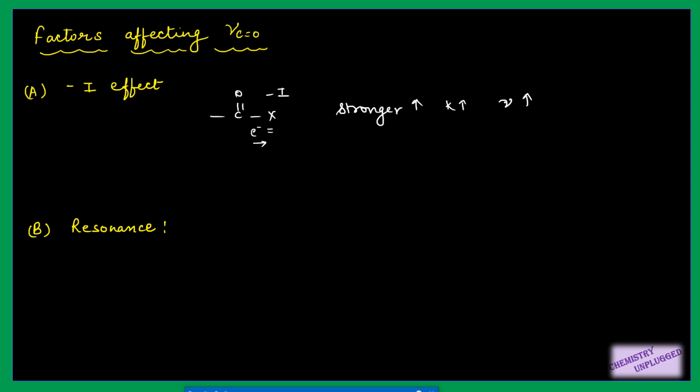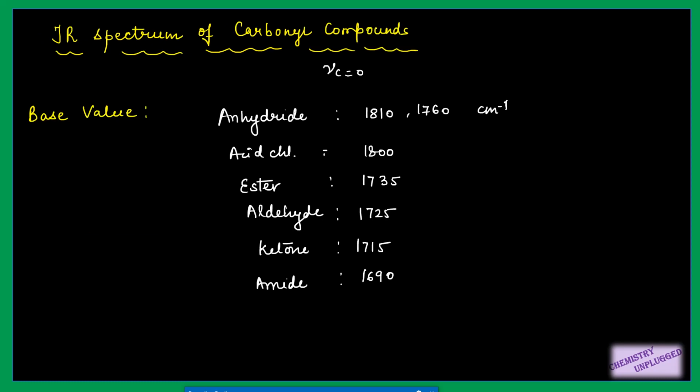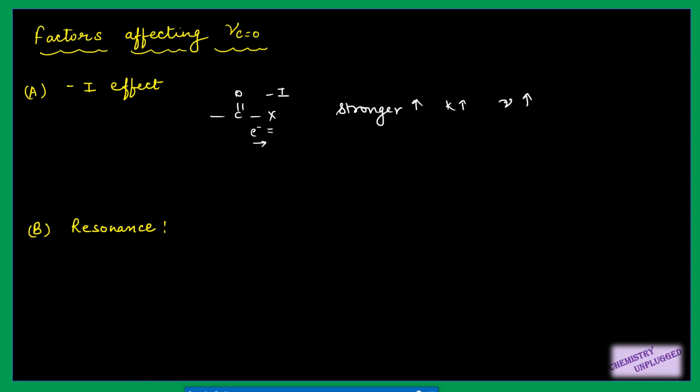So whenever we have a minus I effect causing group attached next to our carbonyl, the vibrational frequency will increase, and all these factors apply to all the types of carbonyl compounds which we have taken here. It will apply on all, right? So the first thing is the minus I effect. Then next is resonance. If you have understood this, then you can easily work out resonance.